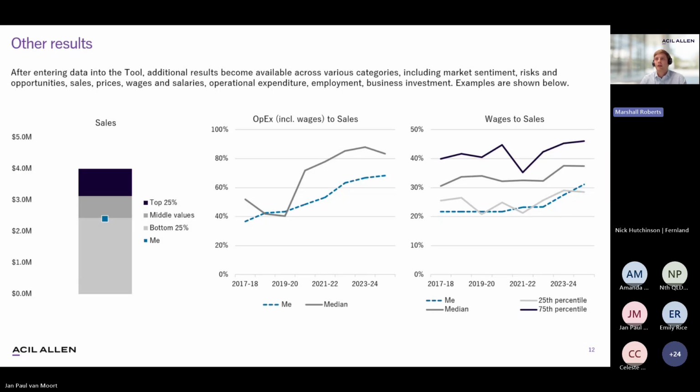In the centre, we can see how we trend against our peers in terms of operating costs, including wages, to sales over time. And thirdly, on the right-hand side, we show your business indicated by the blue dash against lower, middle, and upper values. So this is what you'll see within the tool, and hopefully, visually, you can take away clear and immediate insights from the benchmarking tool.